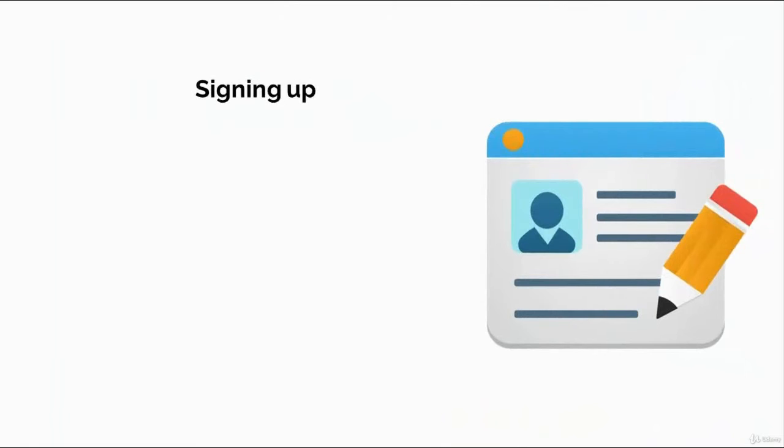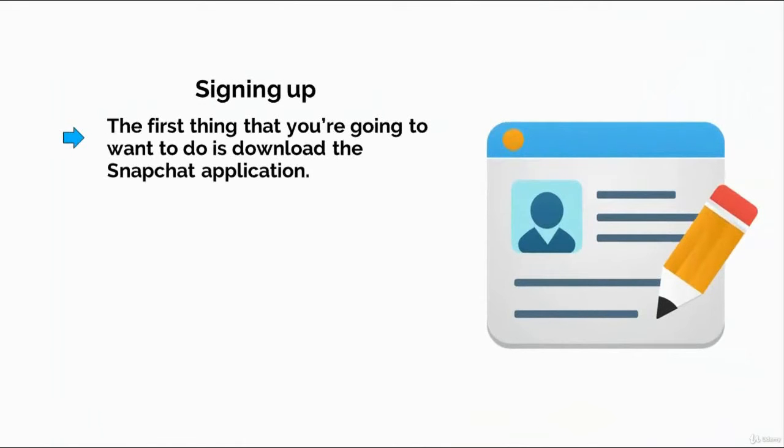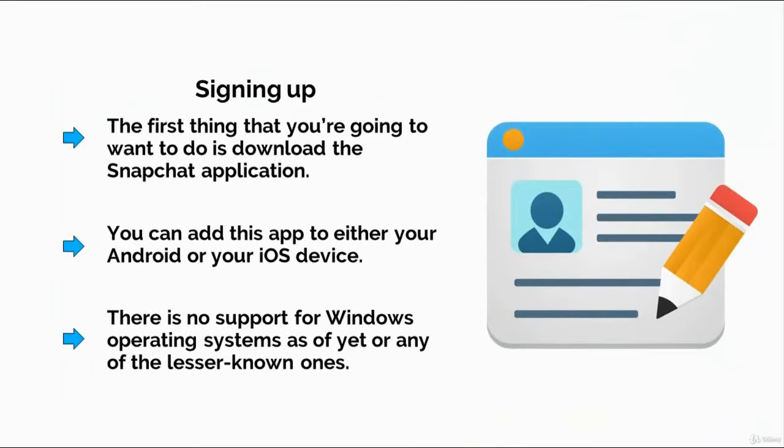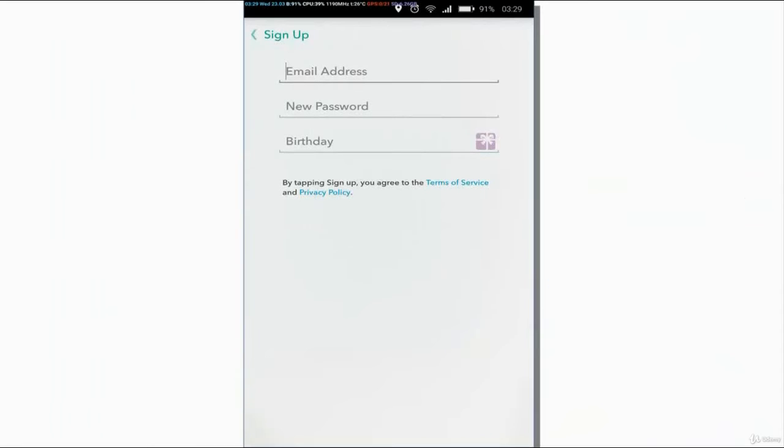Signing up. Obviously, the first thing that you're going to want to do is download the Snapchat application. You can add this app to either your Android or your iOS device. There's no support for Windows operating systems as of yet, or any of the lesser-known ones. Once you have Snapchat downloaded onto your phone or mobile device, launch it and you'll be taken to a screen where it will ask you to either sign in or sign up.